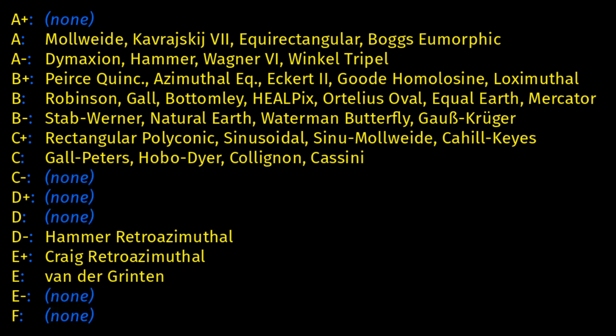I crown Mollweide, Kavrajskij, Equirectangular, and Boggs Eumorphic as the A tier projections, with Dymaxion barely missing the A tier. What do you think? What are your favorite projections?